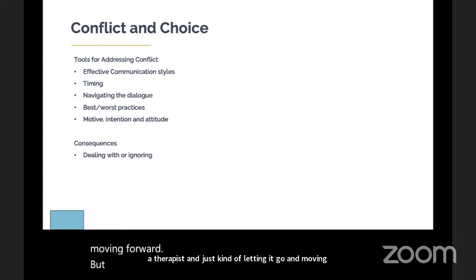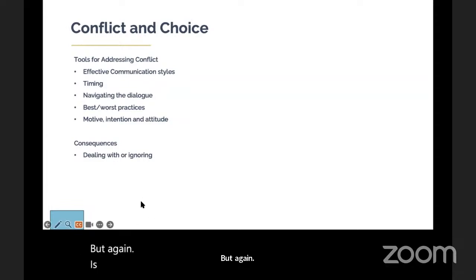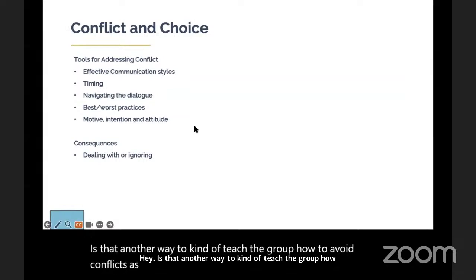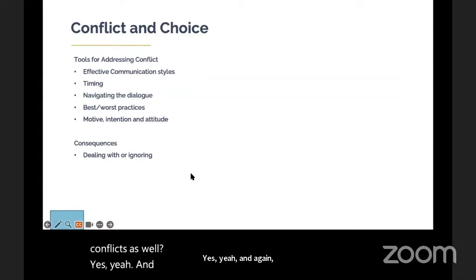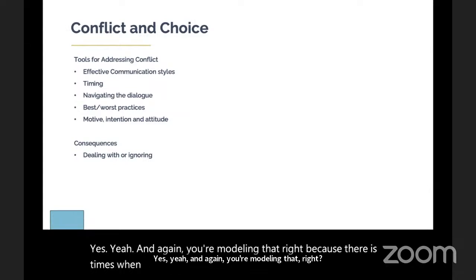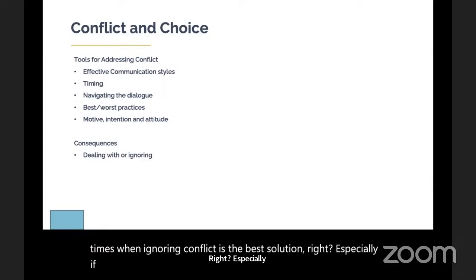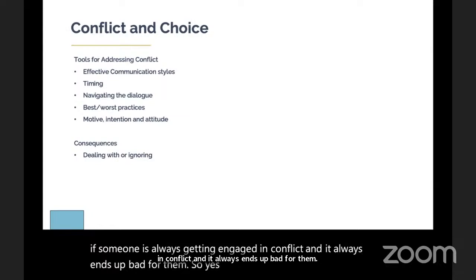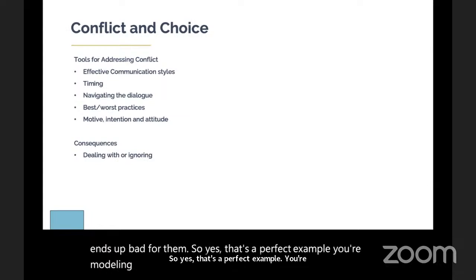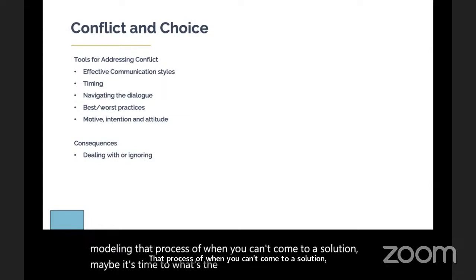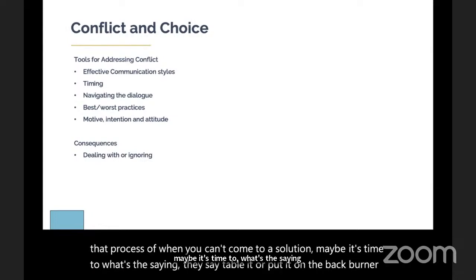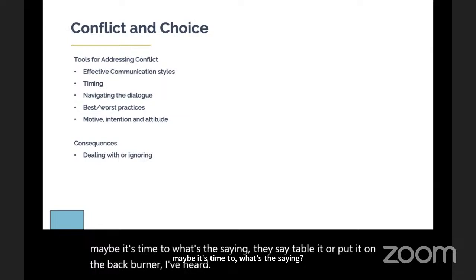But again, is that another way to kind of teach the group how to avoid conflicts as well? Yes, and again, you're modeling that, right? Because there are times when ignoring conflict is the best solution, especially if someone is always getting engaged in conflict and it always ends up bad for them. So yes, that's a perfect example. You're modeling that process of when you can't come to a solution. Maybe it's time to, what's the saying, table it or put it on the back burner, I've heard. So yes, thank you for bringing that up.